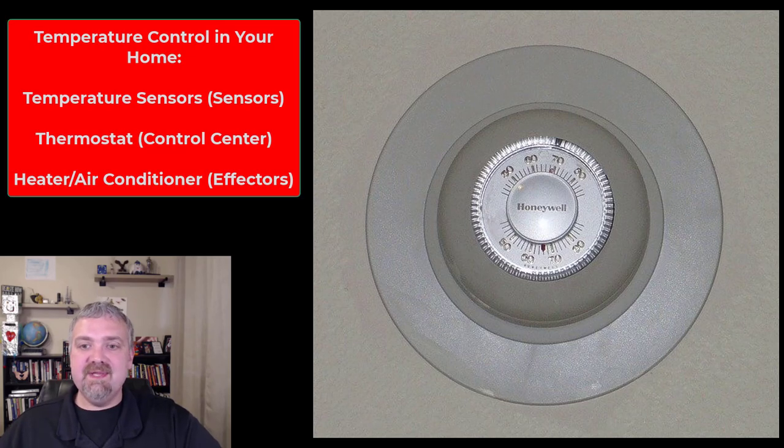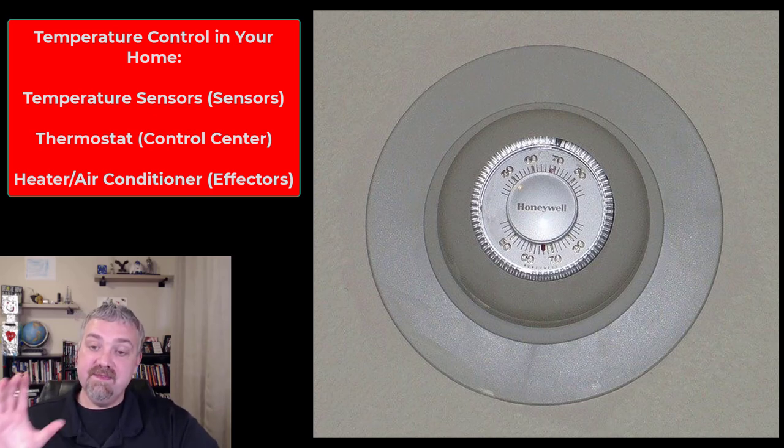The typical example in every textbook is how your home maintains temperature. You probably have some fancy digital thermostat now, but this is what the wall thermostat looked like in my house when I was a kid. The sensors are the temperature sensors that tell the control center in your house, the thermostat, what the temperature is. The thermostat is your control center, and the heater and air conditioner are your effectors.